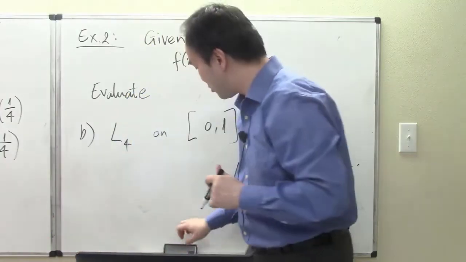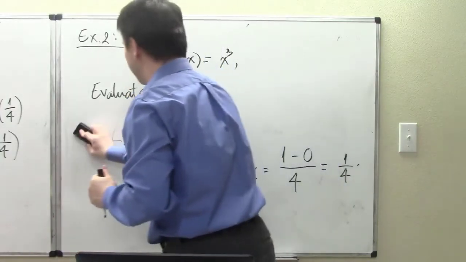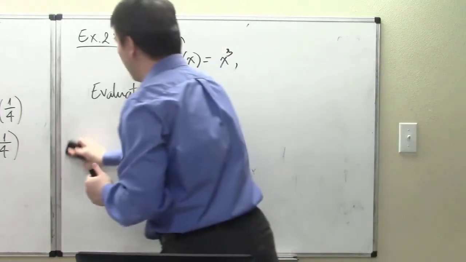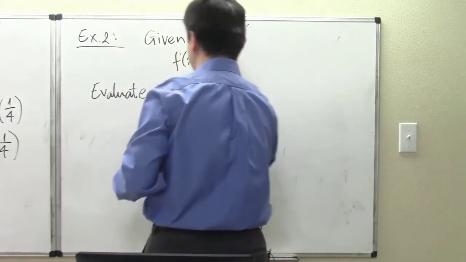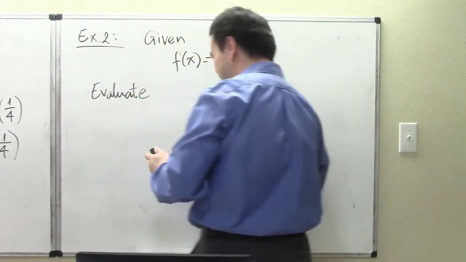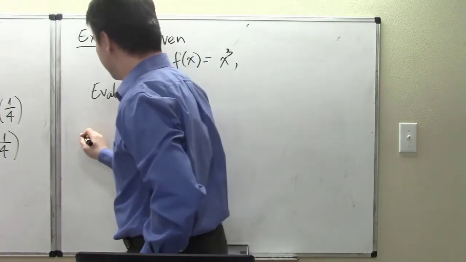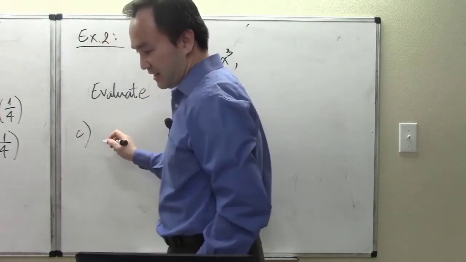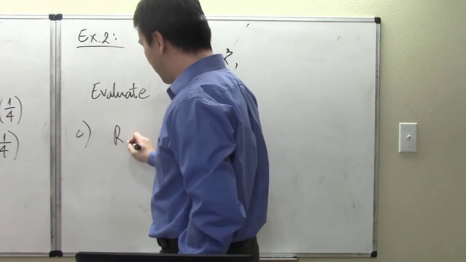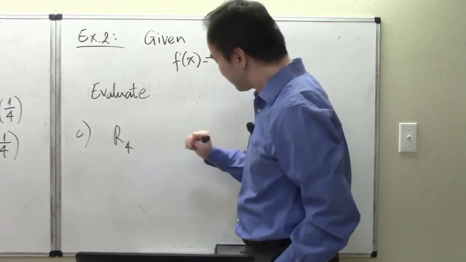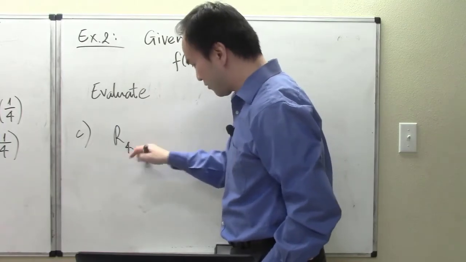Okay, so now I'm going to clear out my board again. Same problem, same function. I want to evaluate, in part C here of our example, R4 again. So we're back to doing R4. We're going to be doing similar work to what we've done in part A.